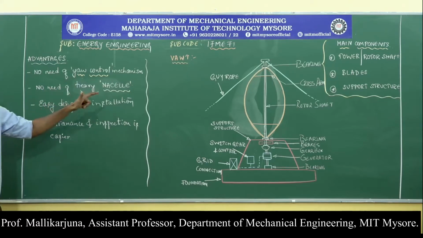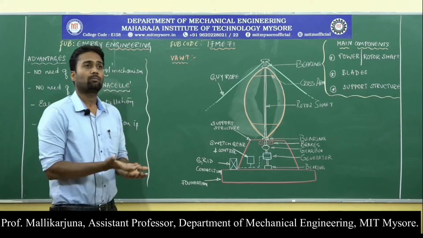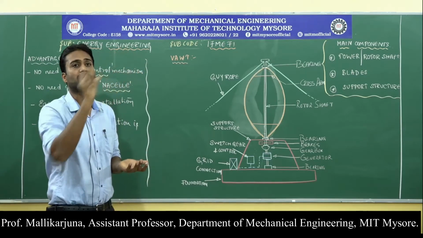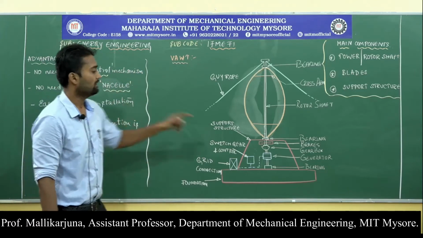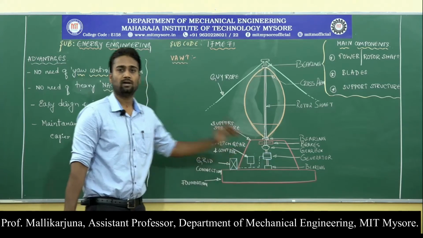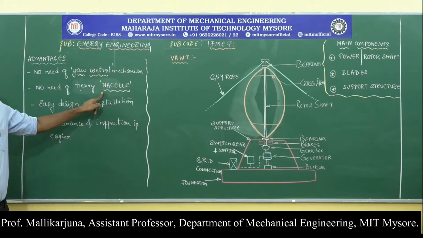Next thing is the heavy nacelle. In case of horizontal axis wind turbine, we have provided the nacelle at the top of the tower wherein power generating elements are present. Here the entire power generating elements are present at the ground itself. So because of that, the heavy nacelle which has to be placed at the top is eliminated.